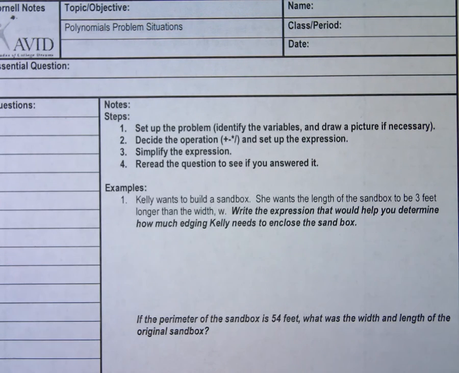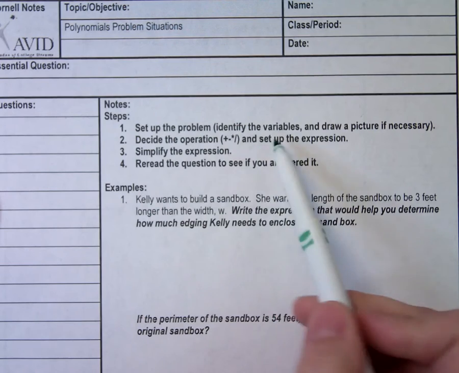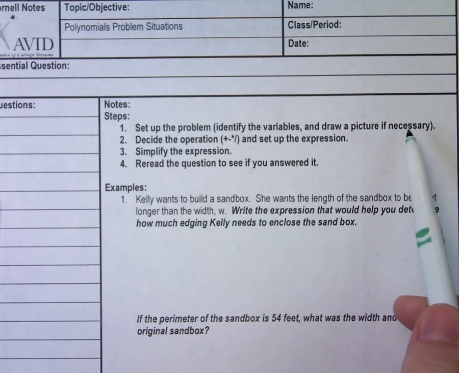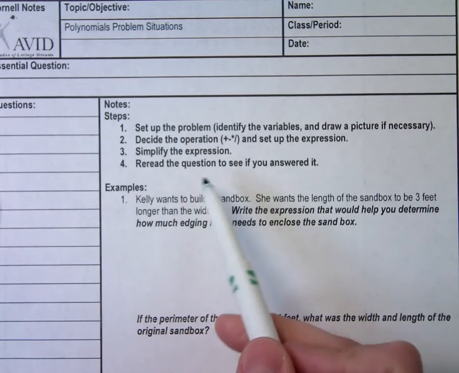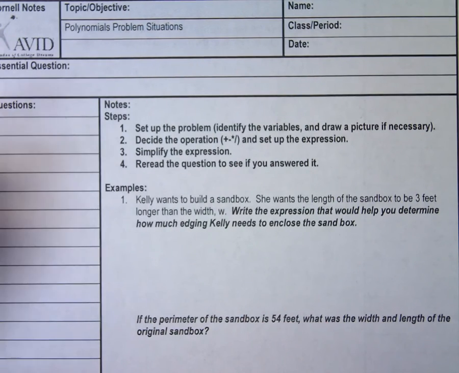Okay, we have some problem situations today. So let's just look at this. Our notes just tell us to set up the problem, identify variables, draw a picture. We're going to decide what operation we're going to use. We're going to simplify. We're going to reread the question, see if we've answered it. So let's just get started and see what each question has in store for us.